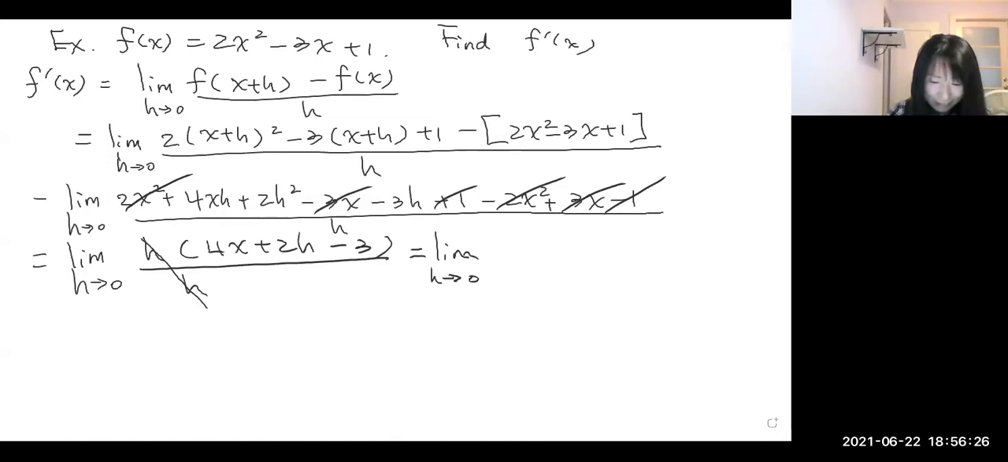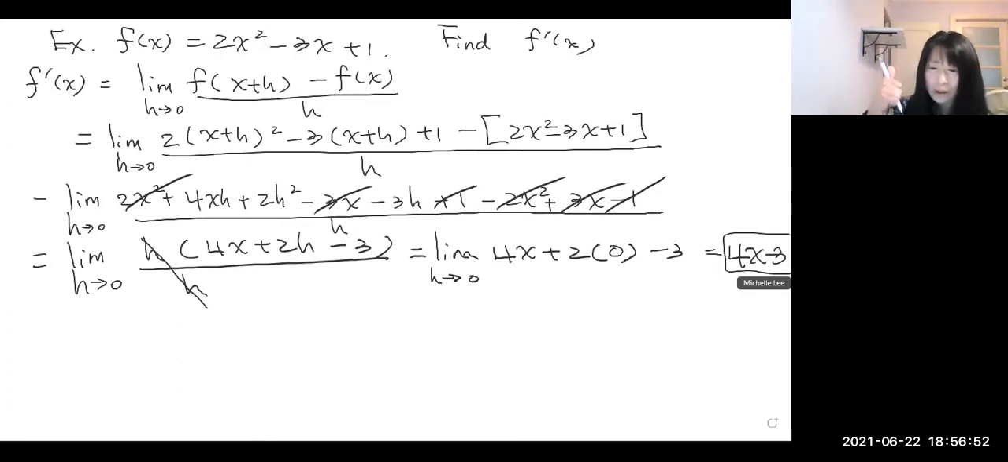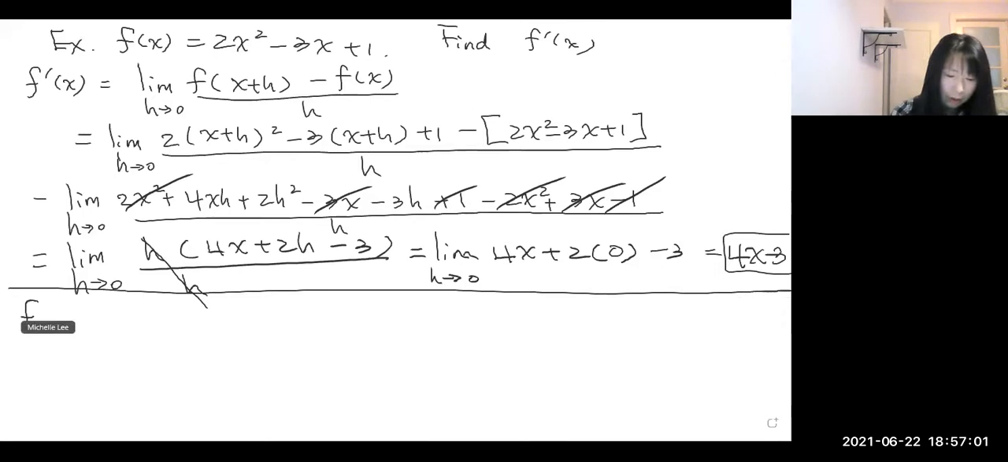Okay. So let us save the step. We have 4x plus 2h minus 3. So let us substitute h approaching 0, right? So we have 4x plus 2 times 0 minus 3. Then we get 4x minus 3, okay? Good. Now we want to find the second derivative of this one. Now, this is f prime of x, right?